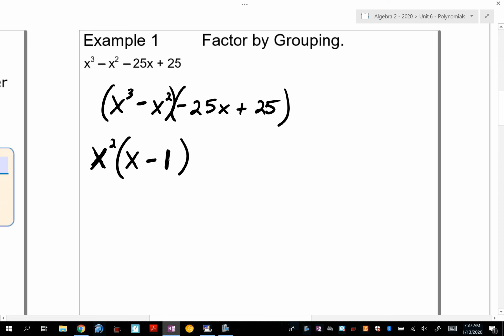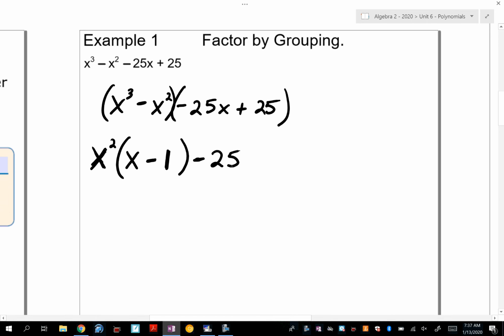Okay, let's do the same process, but for the next 2 terms. Keep in mind, you notice, where did I put that minus symbol? I put it in the second group. So always capture that symbol for the third term in the second grouping. So what do negative 25x and 25 have in common? Very good. So I'm not just going to take out 25. Because that sign is a negative, I'm going to take out minus 25.